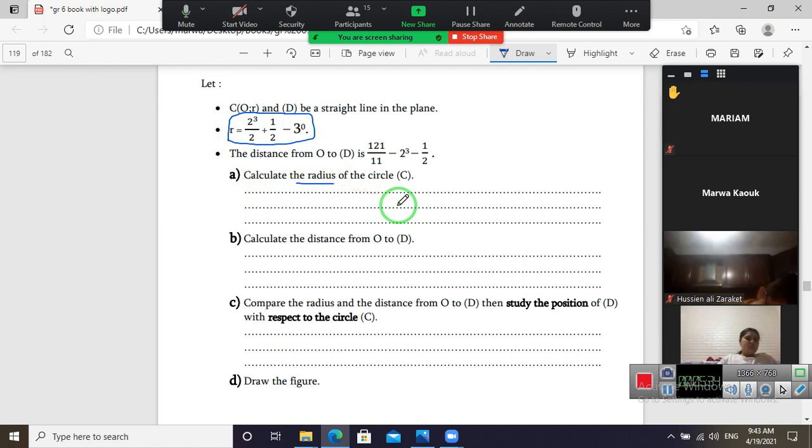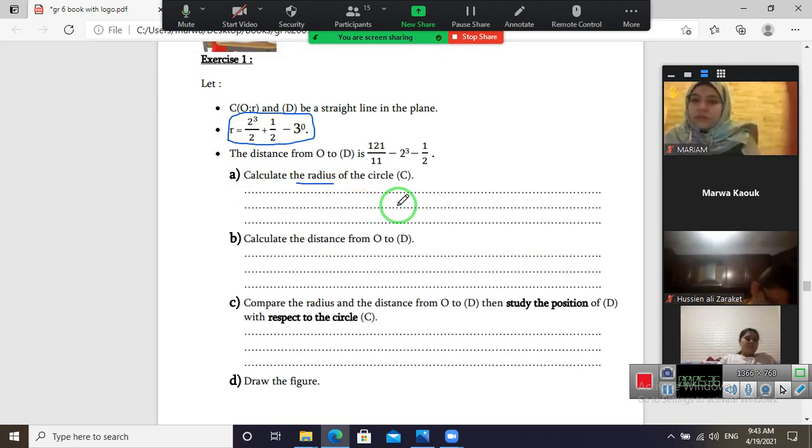You know, when we study the position, I want to compare the distance from O to D to the radius. Yes or no?